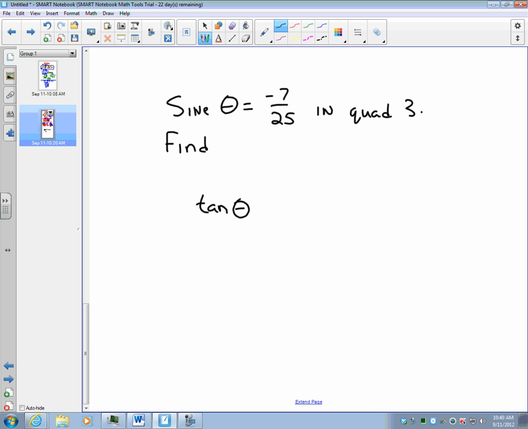Okay, let's follow the steps. Number 1. Put it here. So number 1, we're going to label, maybe label is a better word. I like that better. So if I've given you sine, what have I given you?